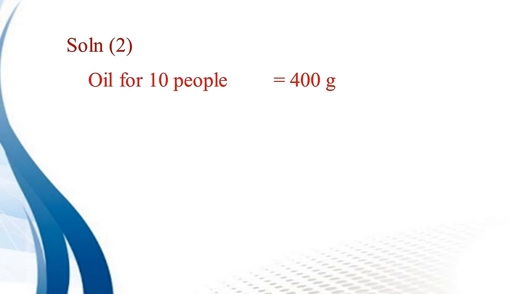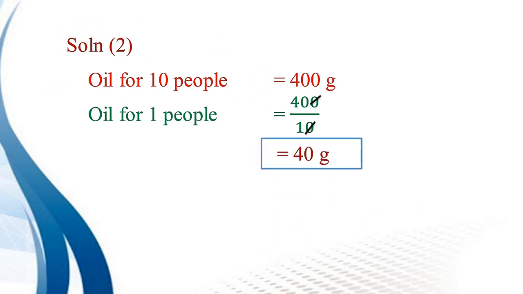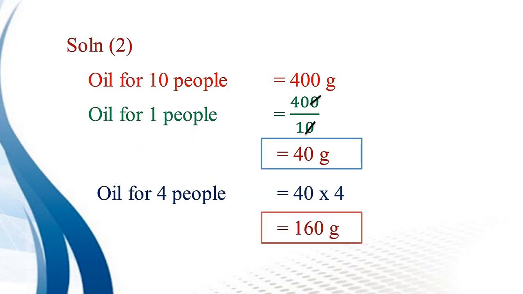Second one, oil for 10 people equal to 400 grams. Now we want to find oil for 1 people, that is 400 divided by 10. When you simplify, we'll get 40 gram. Now we want to find oil for 4 people, that is 4 multiplied with 40 will get 160 gram.